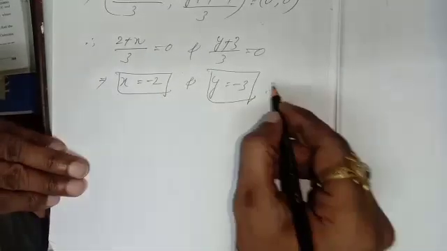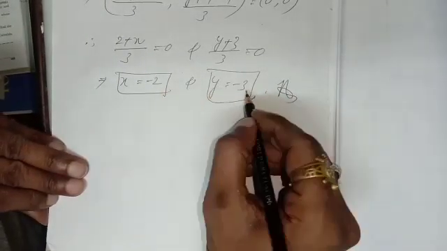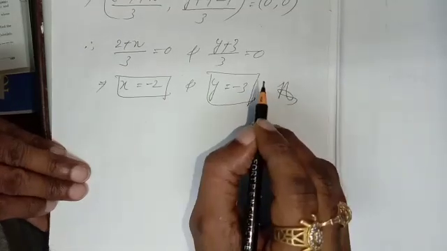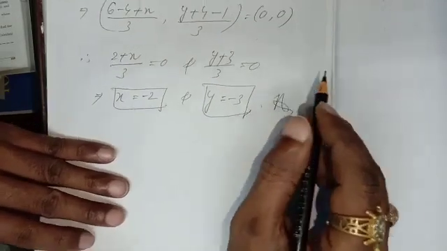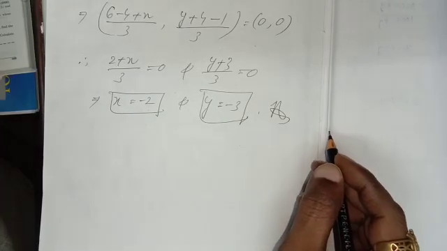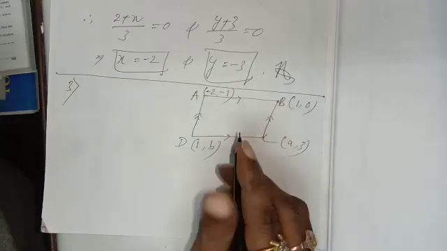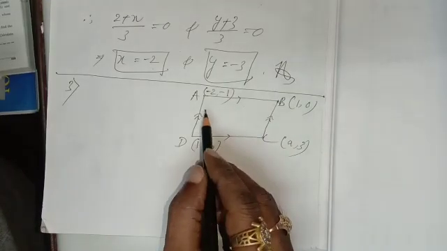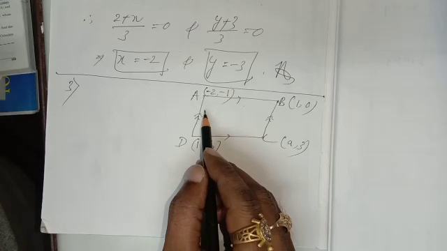Therefore, the value of x is minus 2 and the value of y is minus 3, using the centroid of a triangle formula. Okay, let us go to the next, question number 3. I have taken the question from the book R.S. Agarwal.